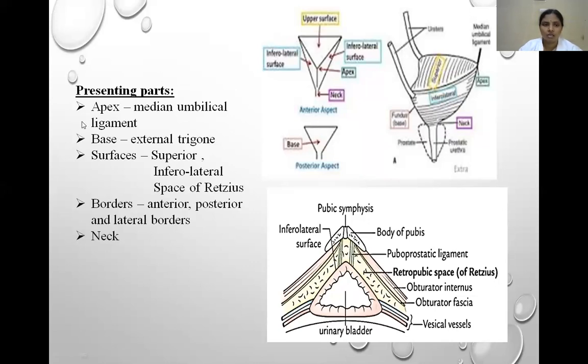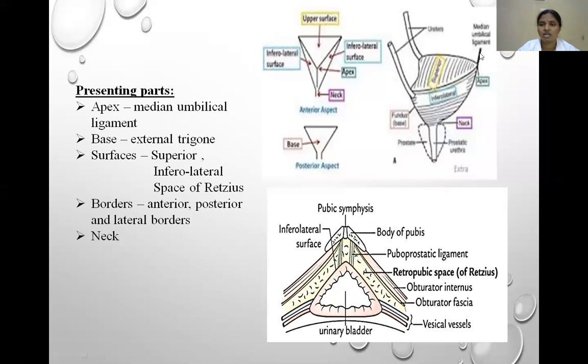Okay, so coming to the apex first. Here the apex is connected to the umbilicus by means of a ligament. This ligament is a remnant derived from the urachus, which developed from the allantois. So it represents the remnant.